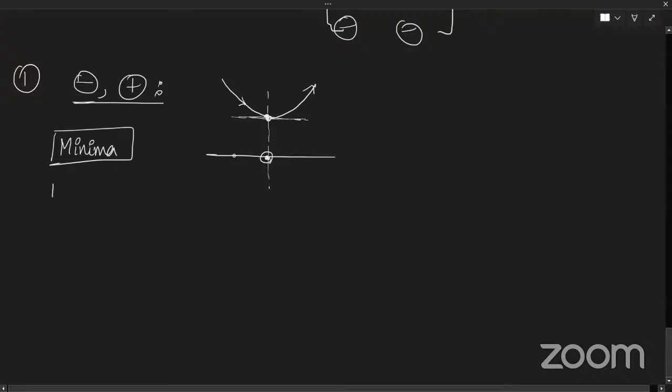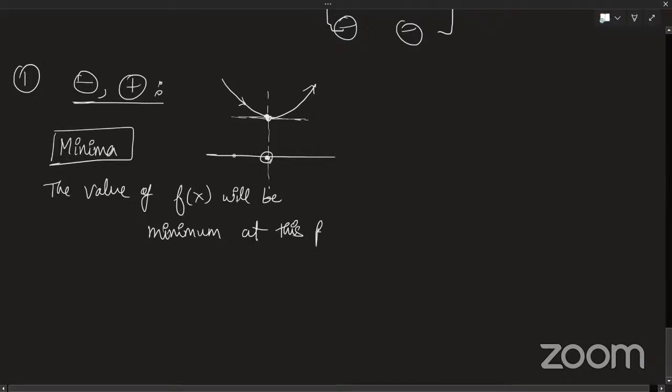You can see this point will act as a minimum for this function. The value of f of x will be minimum at this point, right? It will be minimum at this point. Why? क्योंकि उससे पहले कम हुआ और उसके बाद ऊपर चला गया. First it came down and then it increased, so there was no other chance.